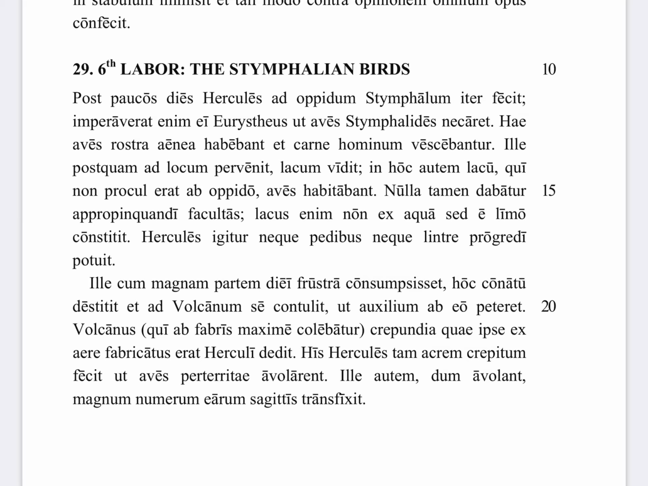Labor 6 down. Okay, I hope you learned a few things here. Oh, I just noticed one thing I forgot to mention about consumpsisset, it's a pluperfect subjunctive there. I didn't mention that earlier. Okay, so I hope you learned a few things here, whether it be about vocab or about grammar or the story.